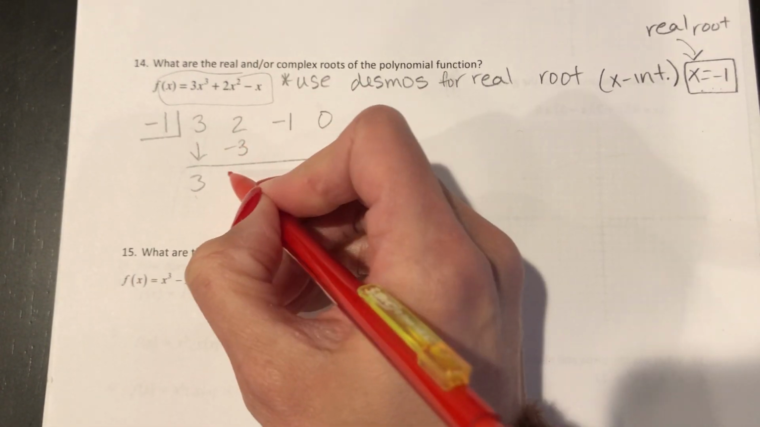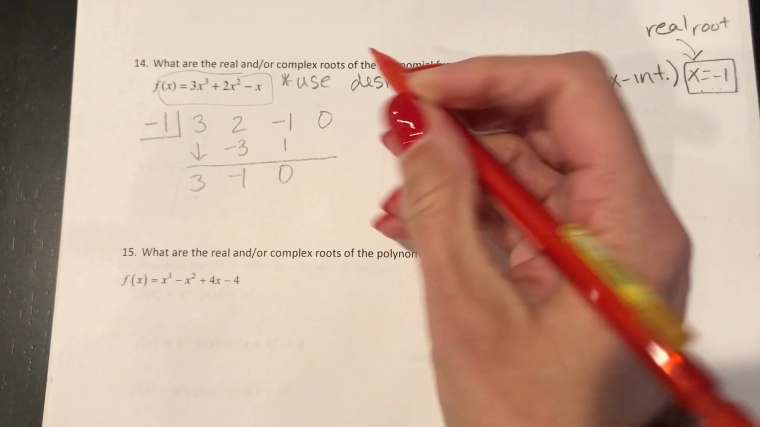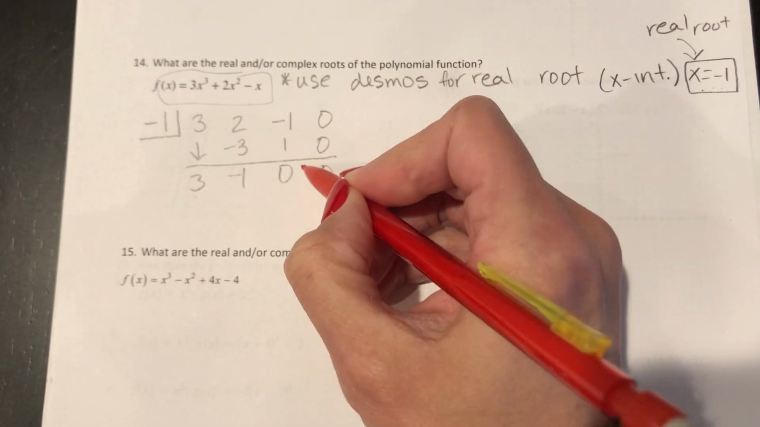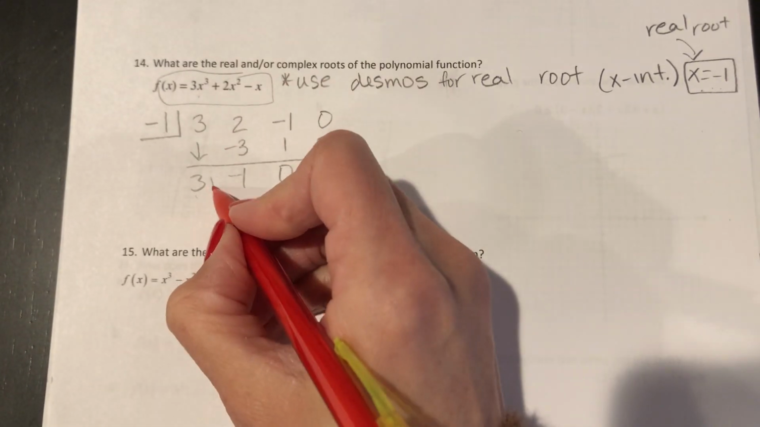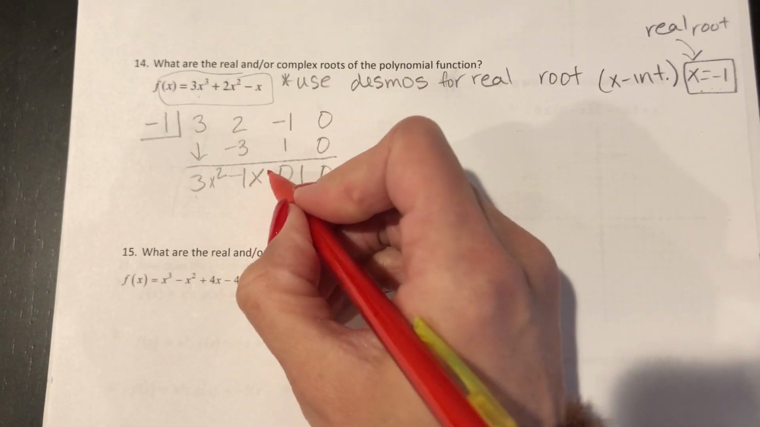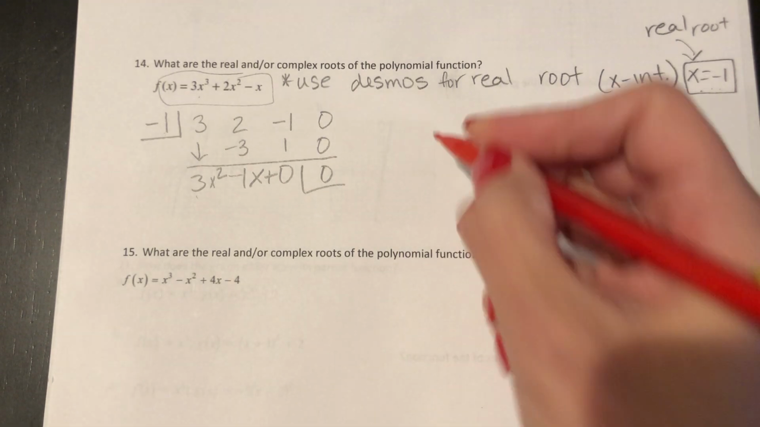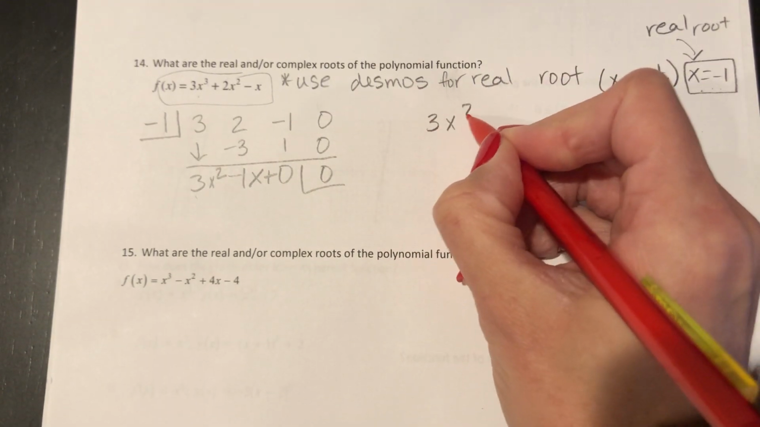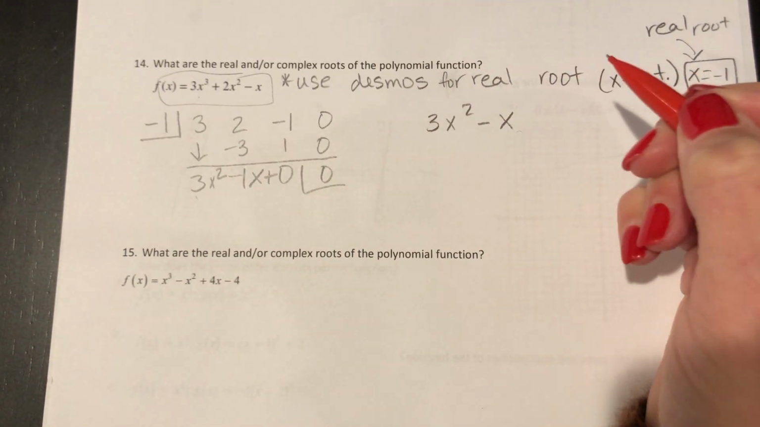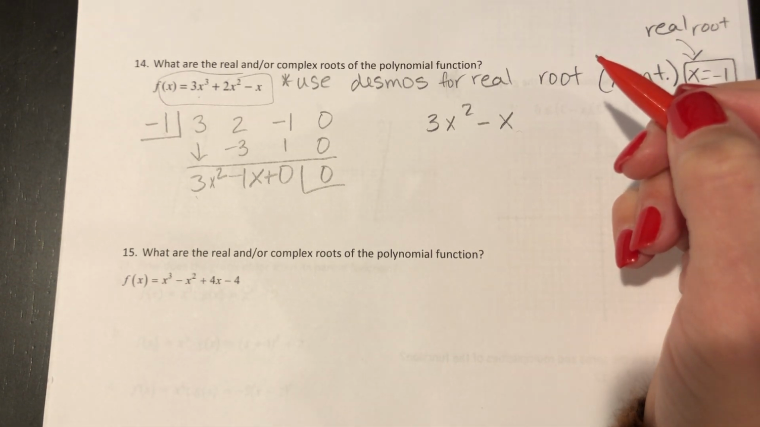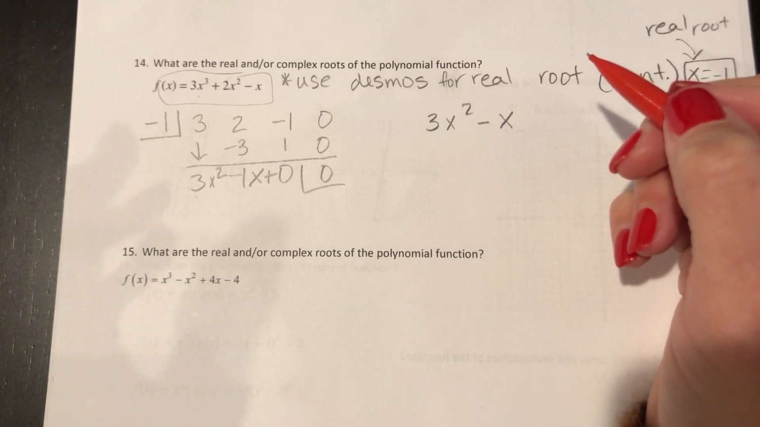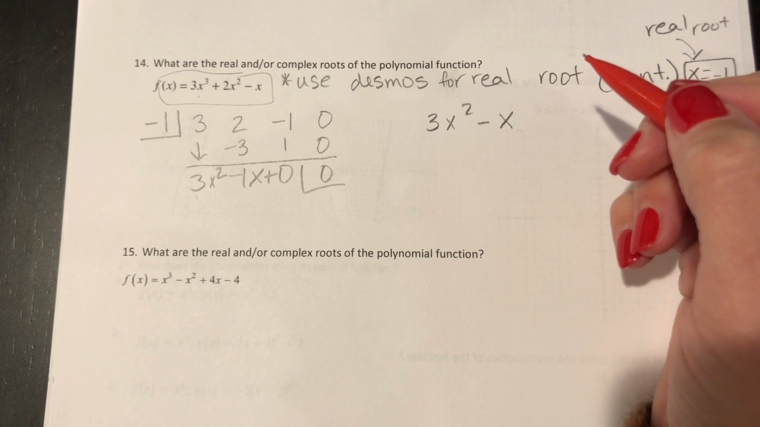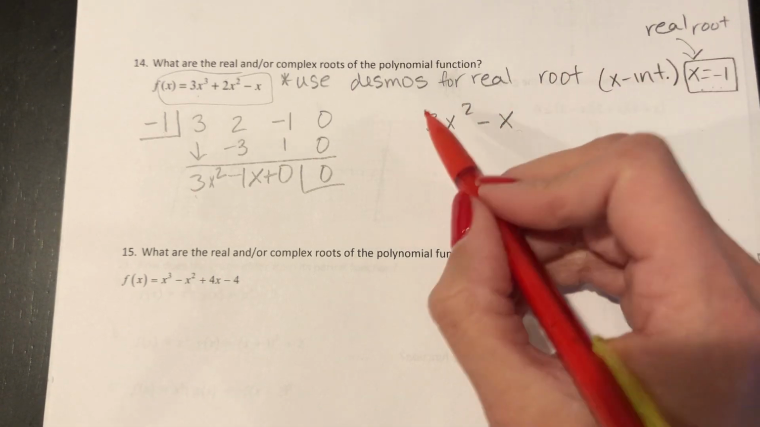Multiply, add, multiply, add, multiply, add. Okay, so we started with x to the 3rd, so this would be an x squared, x constant there. So now I have 3x squared minus x. So there's two ways to do this. You can either factor or you can use the quadratic formula. So always check to see if you could factor first. That's the easiest method. And this one you can.